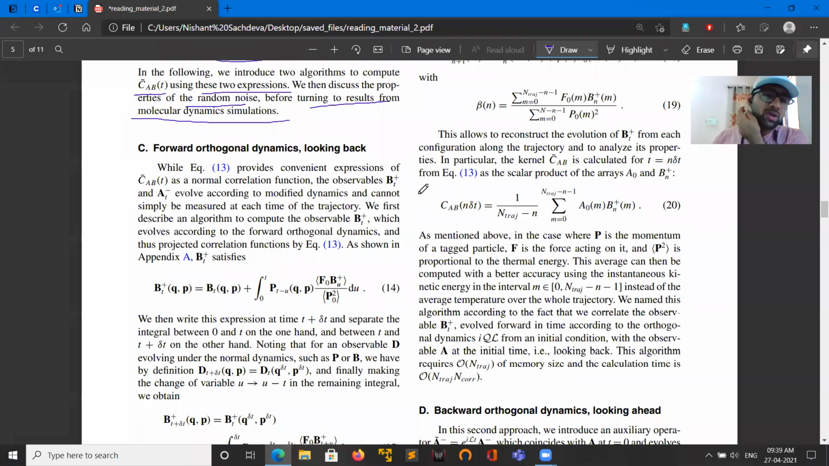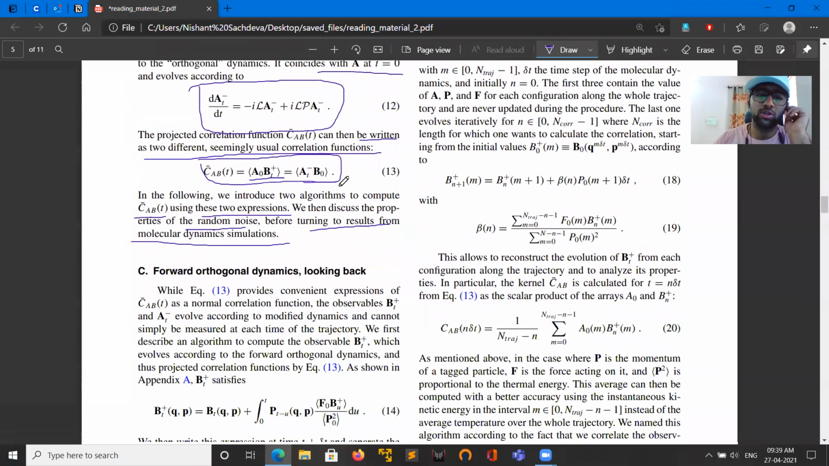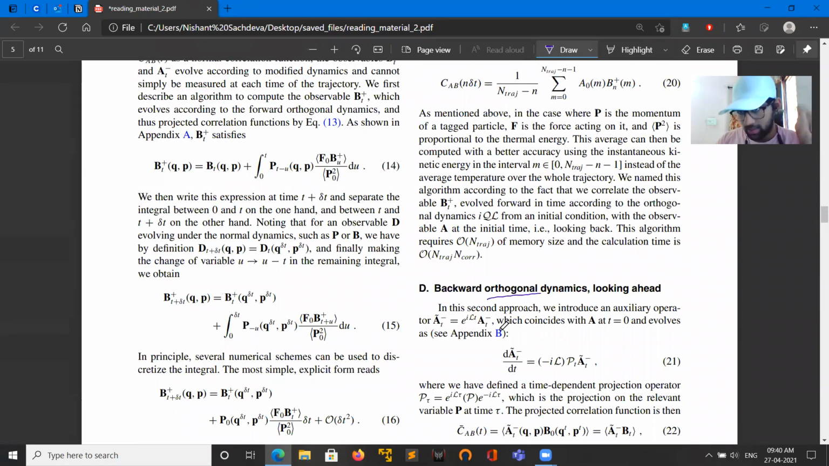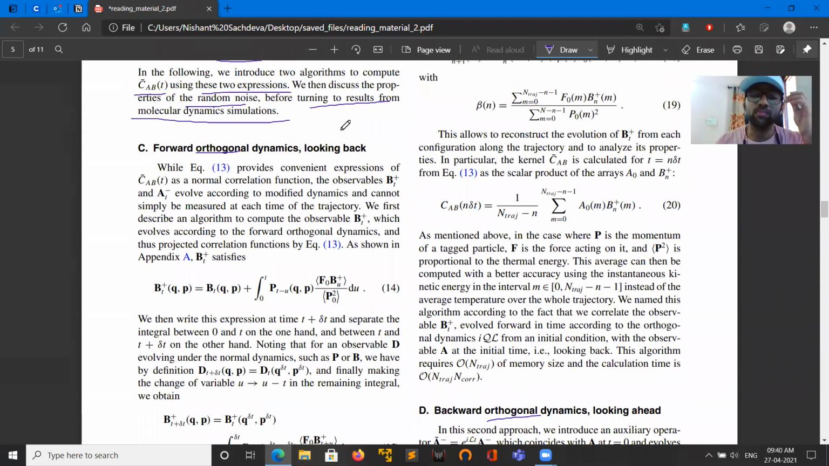Now we will go to the forward orthogonal dynamics. So what we said was we'll study the two algorithms. First, it's the forward one and then it's the backward one. We'll go to the backward one later. First, we'll do the forward one. So while equation 13 provides convenient expressions of CAB of t as a normal correlation function, the observables Bt plus and At minus evolve according to modified dynamics, and thus they cannot simply be measured at each time of the trajectory. So we first describe an algorithm to compute the observable Bt plus, which evolves according to the forward orthogonal dynamics.